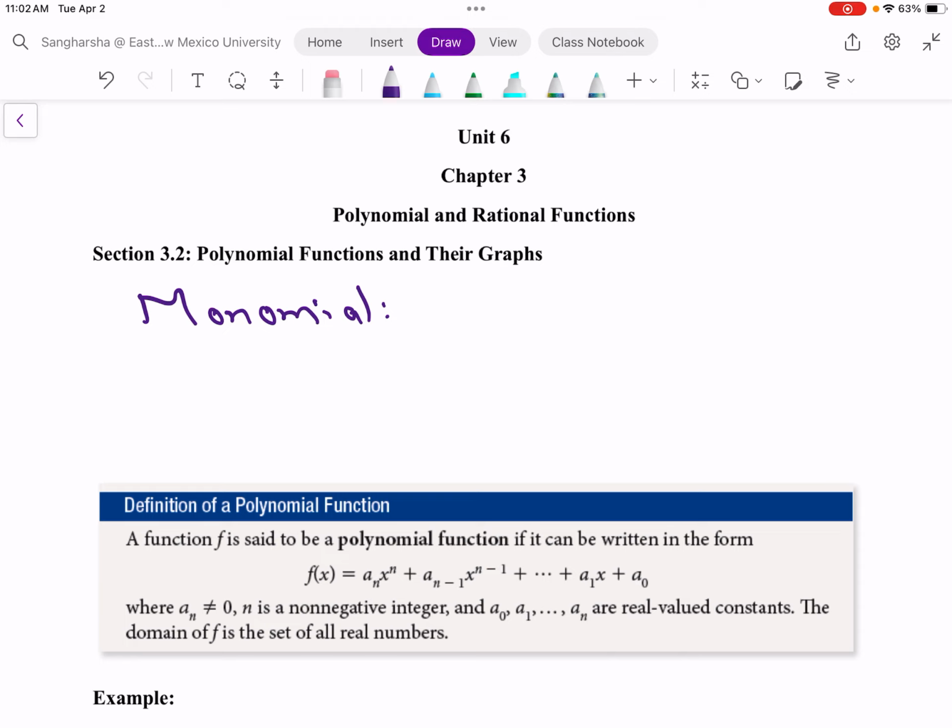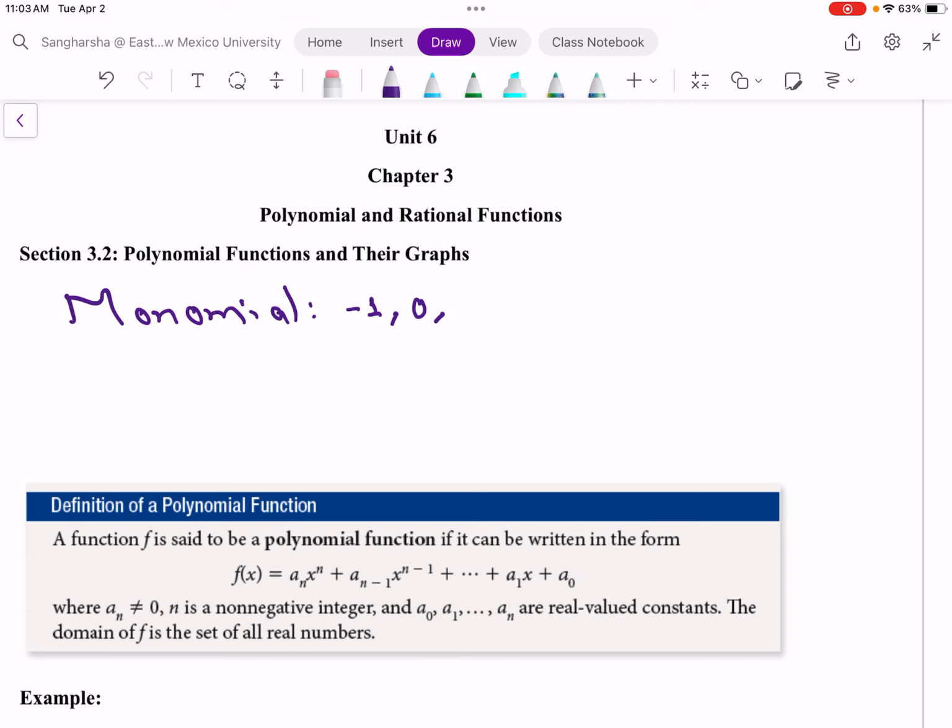Okay, now monomials can be any real number. If you just take any real number, then that is a monomial. So let me take -1 or 0. These are monomials. Okay, it can be any variable. So if we have a variable, let's take x with an exponent, a whole number. Let me take x squared, or x, or let me take a different variable, y to the power 10. So we have a variable with a whole number as exponent, then that is also a monomial.